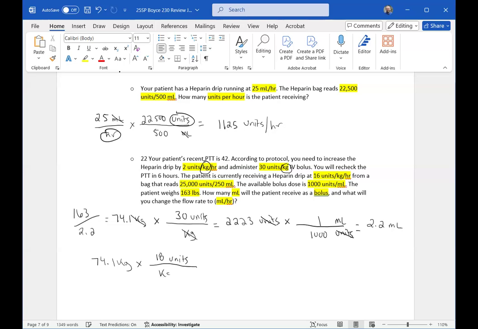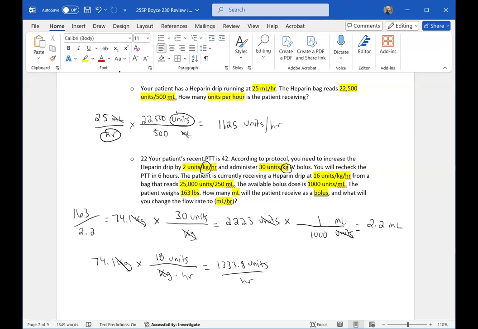per kilogram hour. We get rid of kilograms. And then 74.1 times 18 will give me 1,333.8 units per hour. So 1,333.8 units per hour.